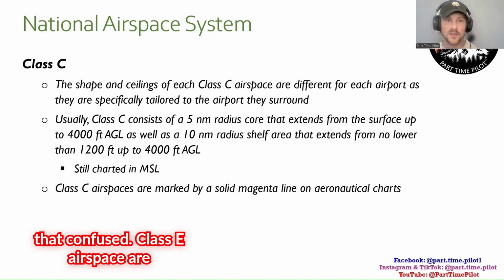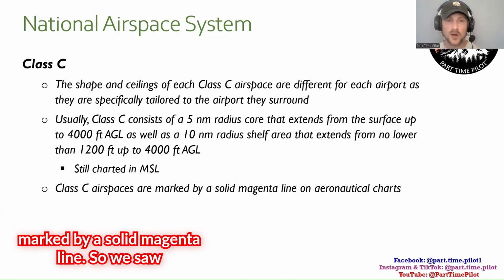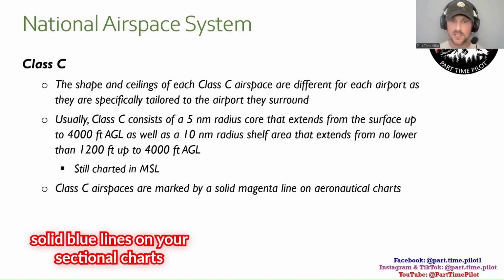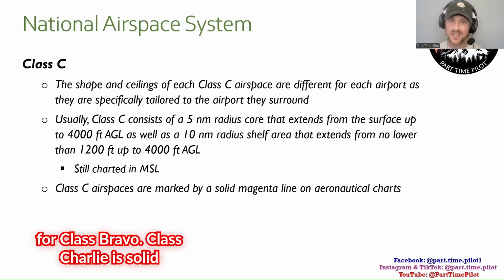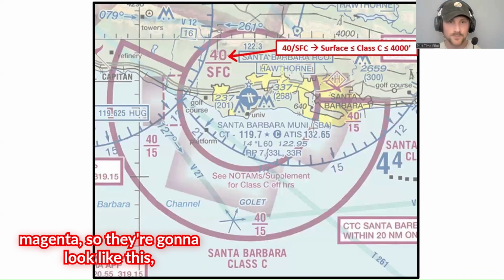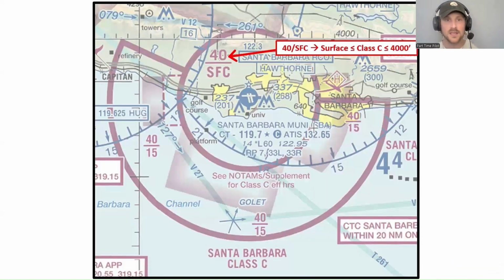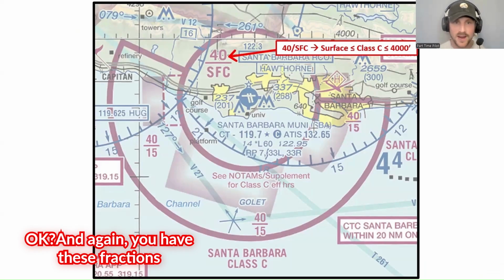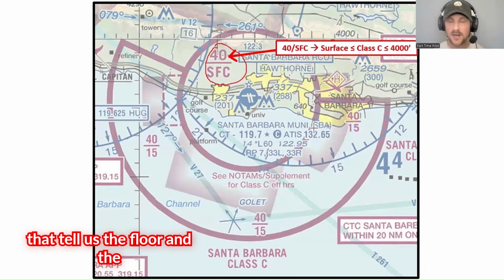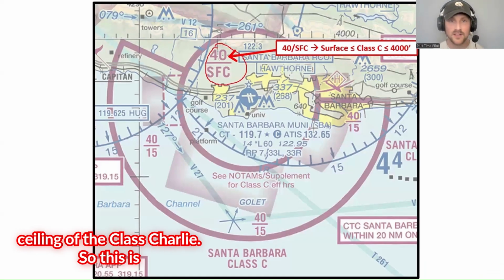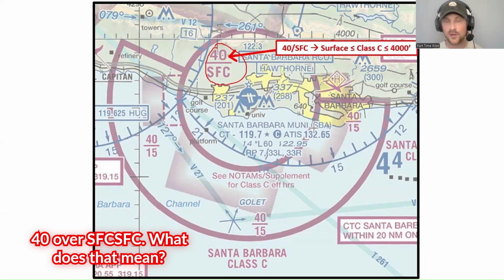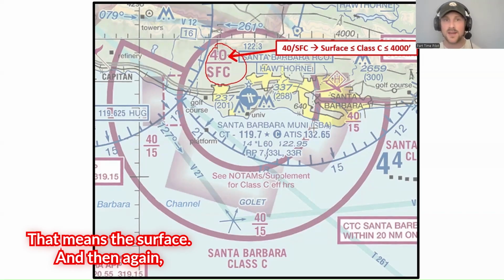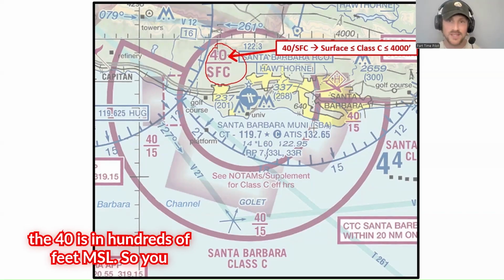Don't get that confused. Class C airspace is marked by a solid magenta line. So we saw the solid blue lines on your sectional charts for Class Bravo. Class Charlie is solid magenta. So they're going to look like this. And again, you have these fractions that tell us the floor and the ceiling of the Class Charlie. So this is 40 over SFC. SFC, what does that mean? That means the surface. And the 40 is in hundreds of feet MSL.